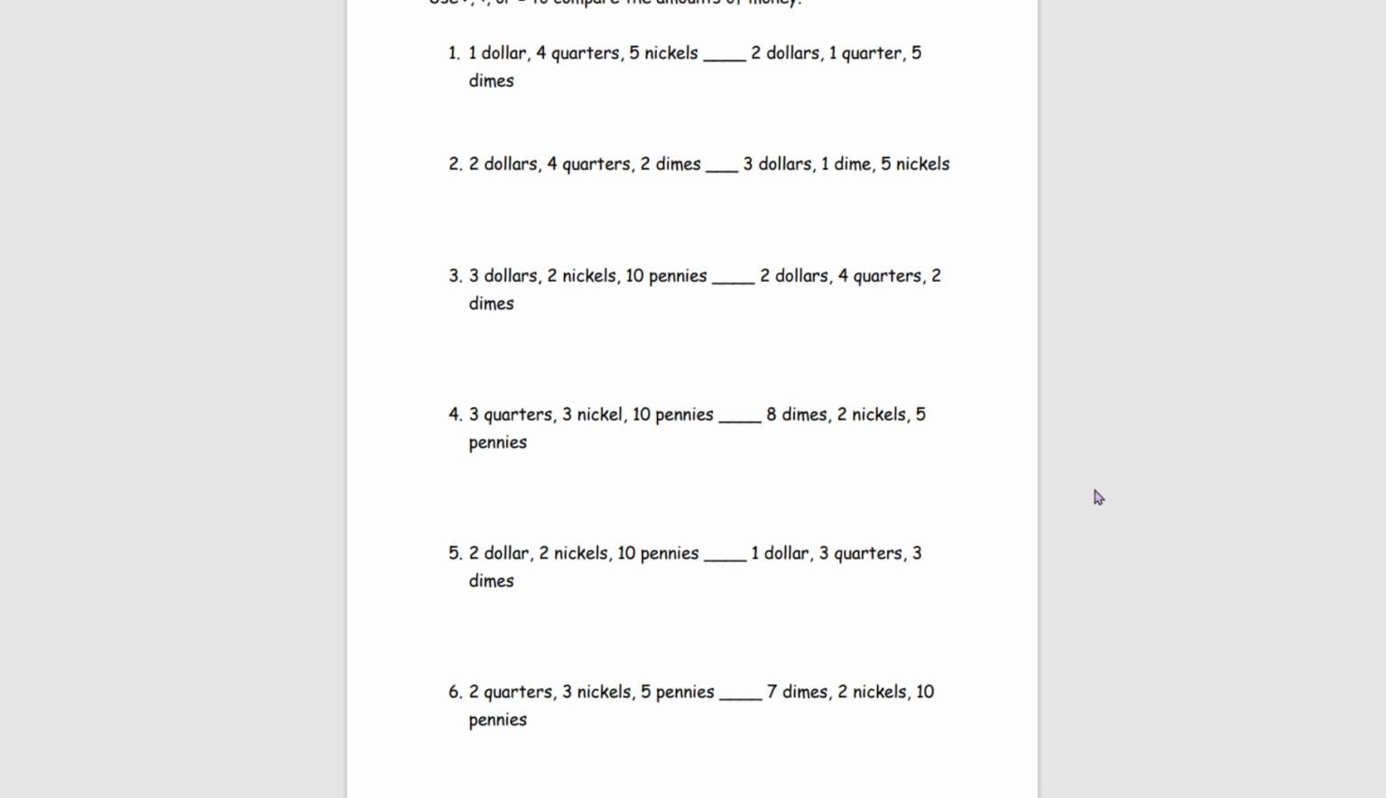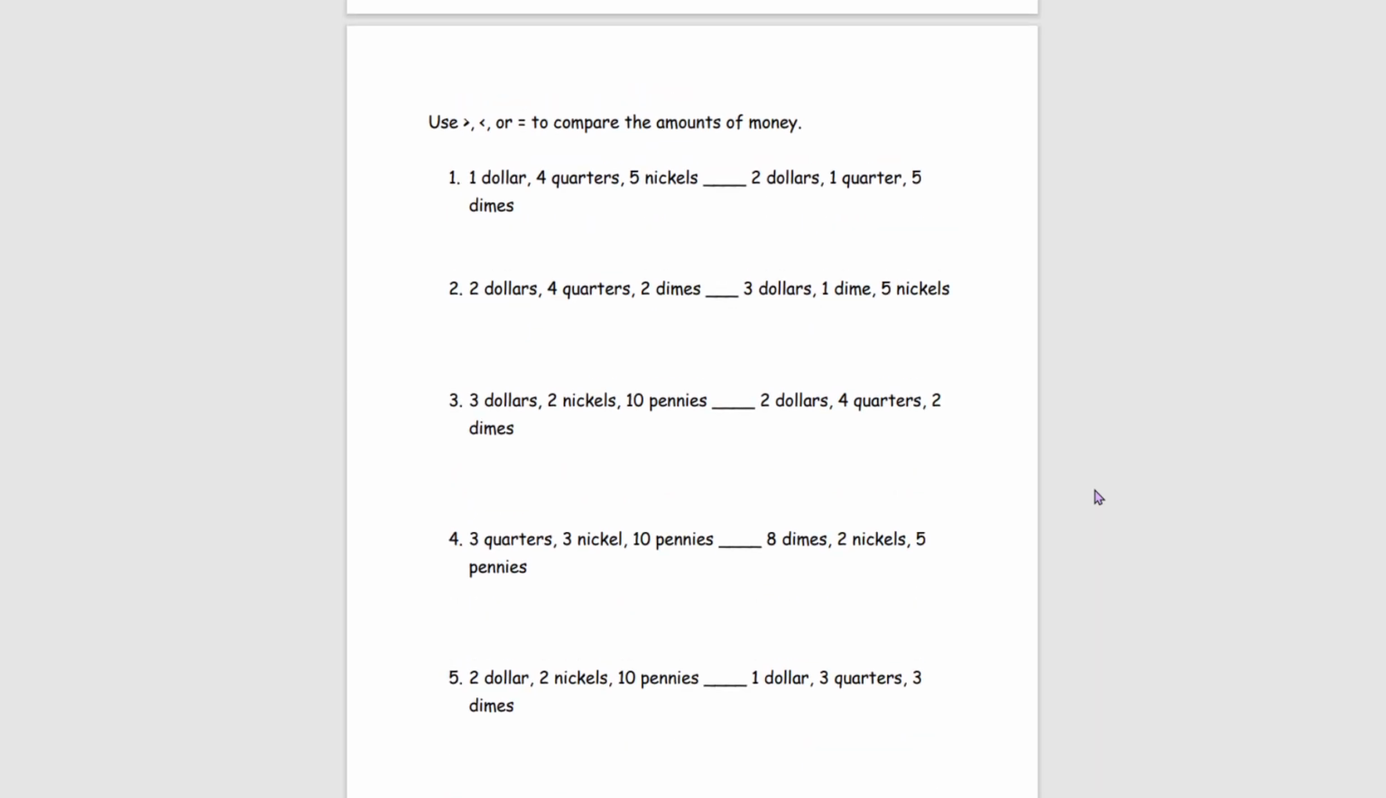Moving on to the next page, where we're using greater than, less than, or equal to compare the amounts of money. For number 1, we have $1 for 4 quarters, which is 100, plus 5 nickels, 5 times 5 is 25. On this side, $2 is equal to 200, 1 quarter, which is 25, and 5 dimes, which is 5 times 10, so we get 50. To compare them, we add these up all together. On this left side, we get 225, and on this right side, we get 275. And we all know that 275 is greater than 225, so our answer for number 1 is less than.